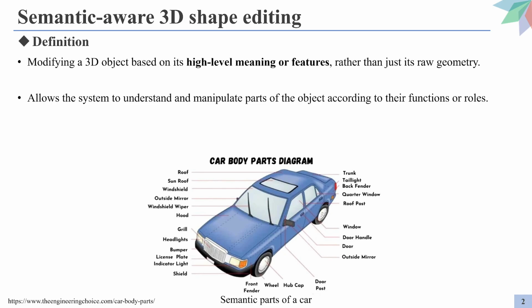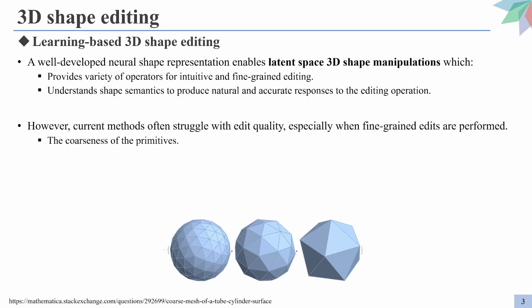However, semantic modification based on algorithmic means is difficult to achieve as it requires an understanding of the parts' functions and roles. The advent of neural networks, however, has presented new opportunities for this type of editing, offering neural shape representations that facilitate latent space 3D shape manipulations and a range of advanced editing features. However, many current methods still struggle with the edit quality, especially when the input primitives are coarse. For example, editing in a fine-grained manner would be easier for the mesh on the left than the mesh on the right.